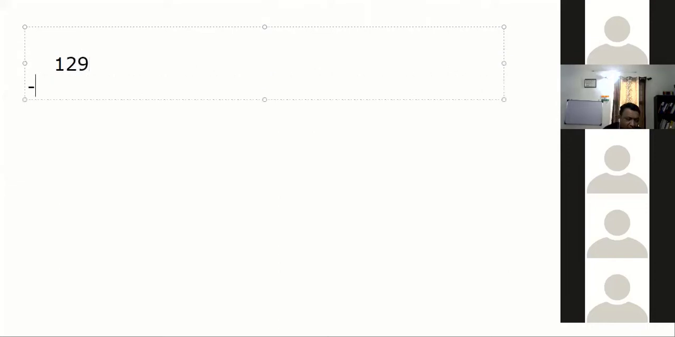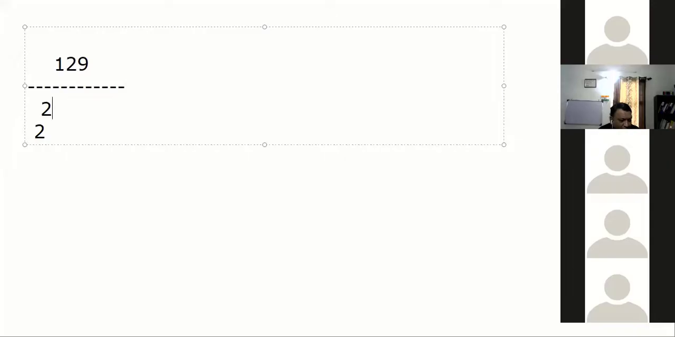129 divided by 2 to the power 2, 5 to the power 7, 7 to the power 5. Tell me, this is the question. Terminating, non-terminating. 129 divided by this. Yashwant say non-terminating. Sagarika say non-terminating. Asta say non-terminating. Slesha, what it is?